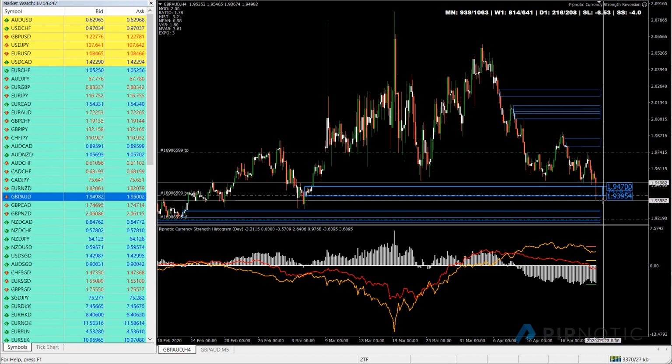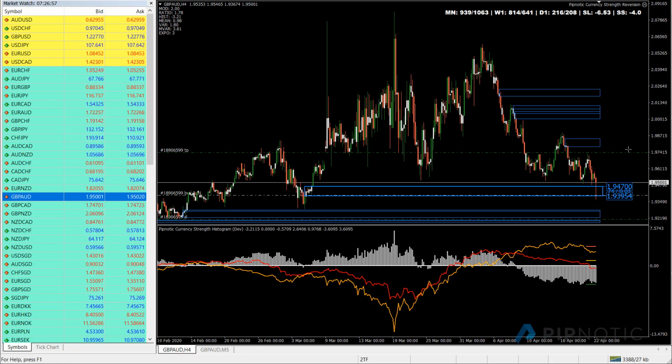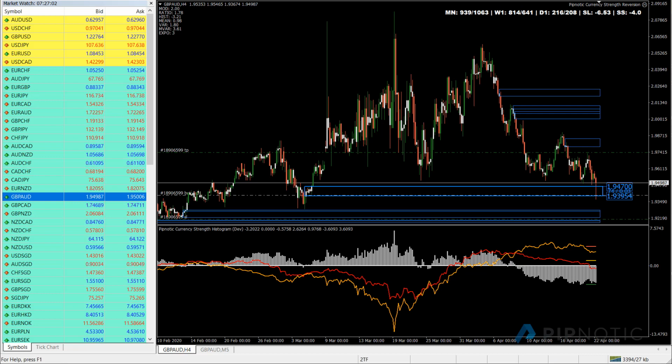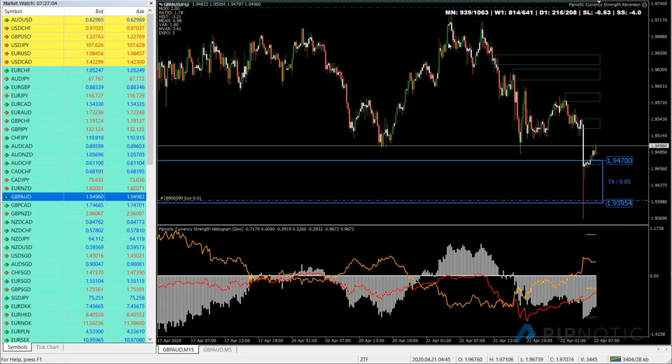So we went from here, it went against it about 40 pips. Okay, so price went down, went against it 40 pips, and now it's moving up nicely. So we go to a smaller time frame. Let's go to the 15-minute chart.